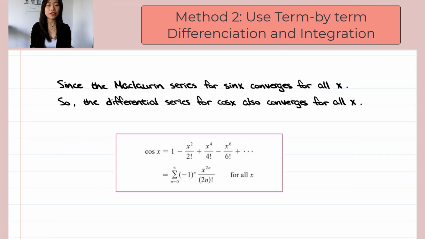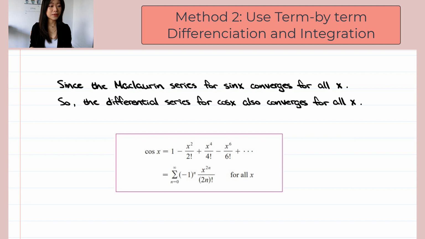And we can use what we learned from the theorem. The theorem says if a function f of x has a power series, then the derivative of the series or the integral of the series will have the same radius of convergence. And since we've proved that the Maclaurin series for sine of x converges for all x, by the theorem, the differentiated series for cosine of x will also converge for all x.